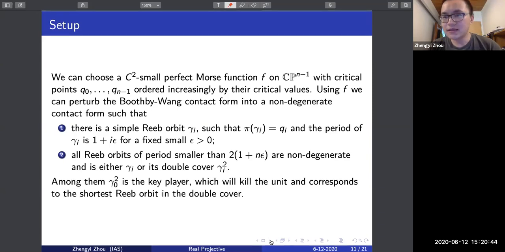And among them, the key periodic orbit is this gamma 0 square. It's a double cover of the shortest simple Reeb orbit, which, if you lift this periodic orbit to the double cover, actually corresponds to the shortest Reeb orbit on the ellipsoid contact form, which is exactly the Reeb orbit having this holomorphic curve carrying the unit. So this is actually our key player.